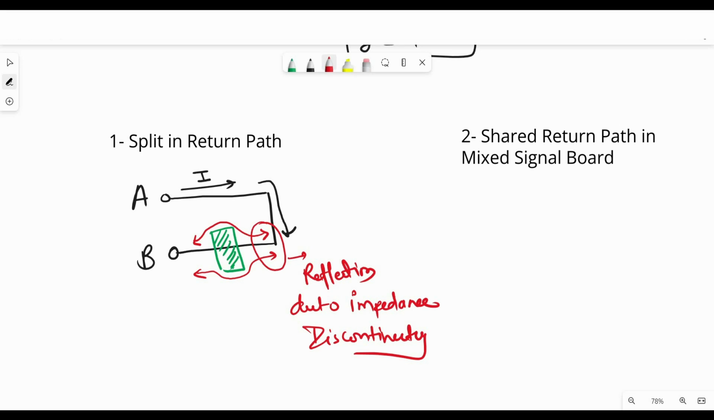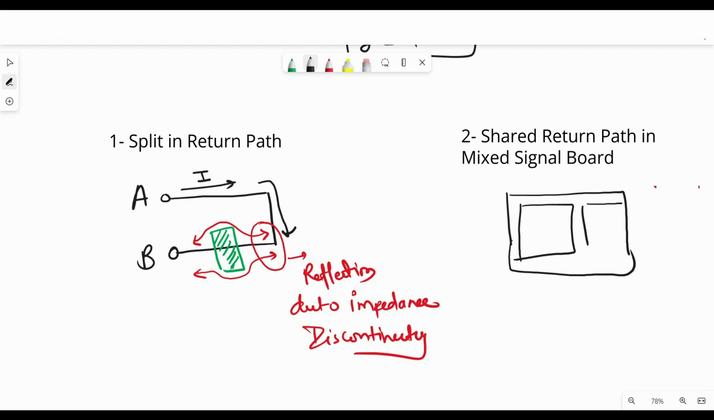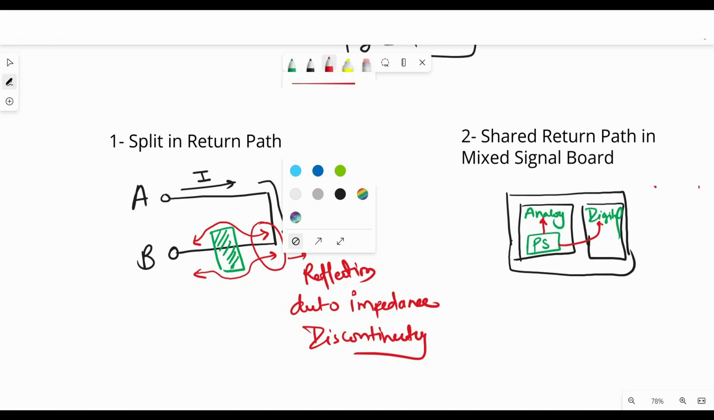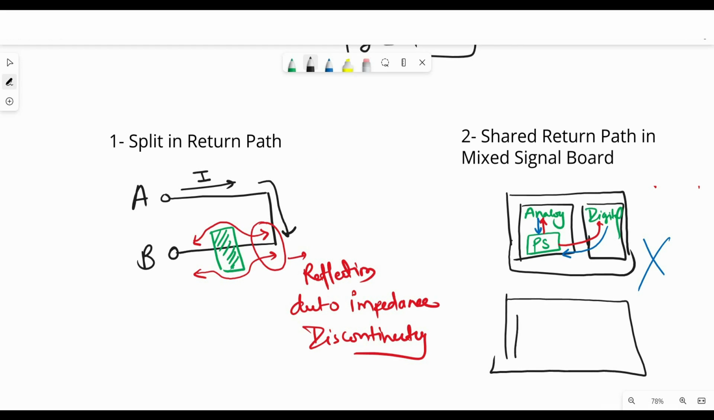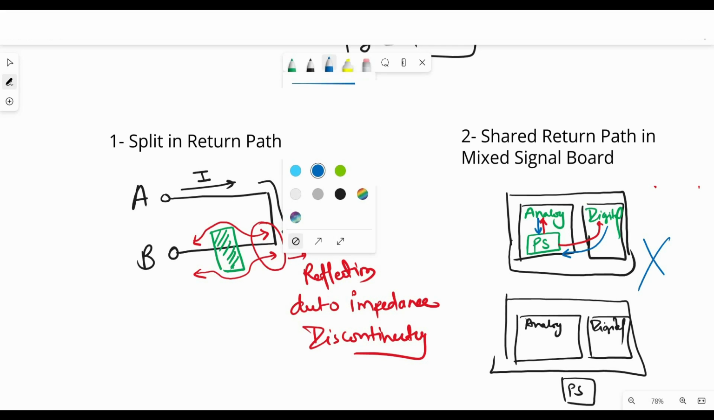Second one is shared return path on a mixed signal board. In this example, let's suppose we have an analog and digital circuit and a power supply on the analog section. That means the return current flowing from digital toward the power supply will be shared with analog, which will cause interference in analog signals. So the right way to do it, we have to place the power supply outside of the analog and digital circuit, and its return path will be separated.